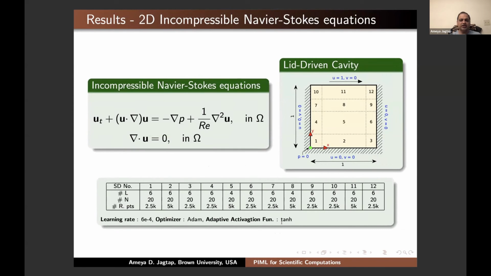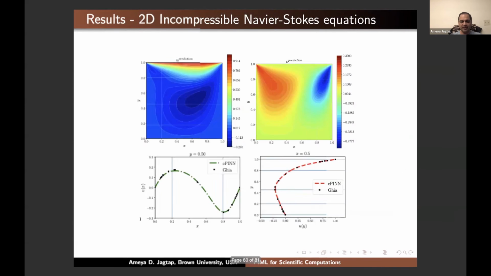Okay, let's move on to a more complex problem where we solve the 2D incompressible flow. It's a well-known test case, the lid-driven cavity. Here we divide the domain into 12 subdomains, and these are the number of layers, number of neurons and residual points in each subdomain. My activation function is tanh, and the optimizer is Adam here, and the learning rate for that optimizer is 6 × 10⁻⁴. And those are the results. I compared the predicted velocities with the GIA, that's the standard reference solution available, and they are matching perfectly.